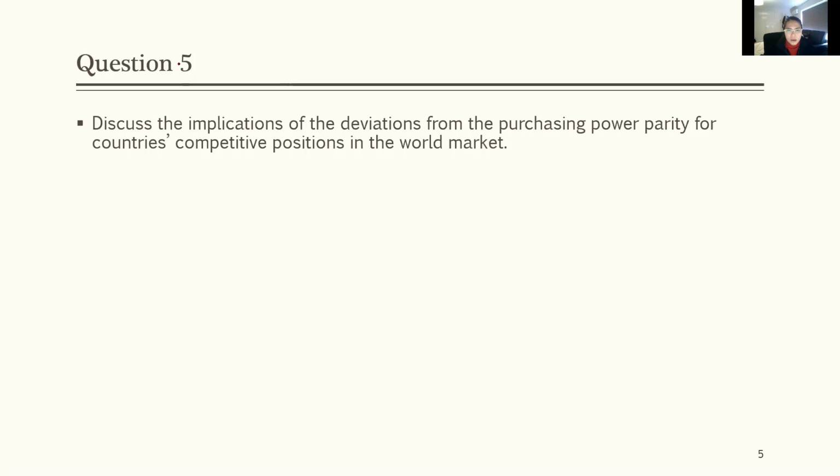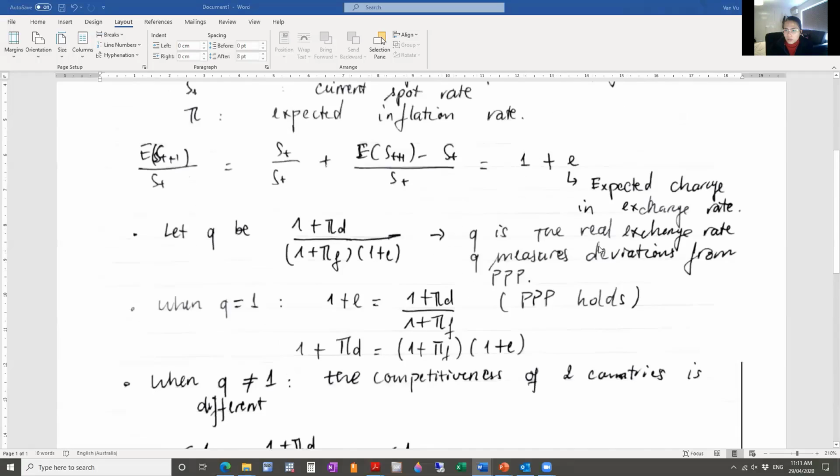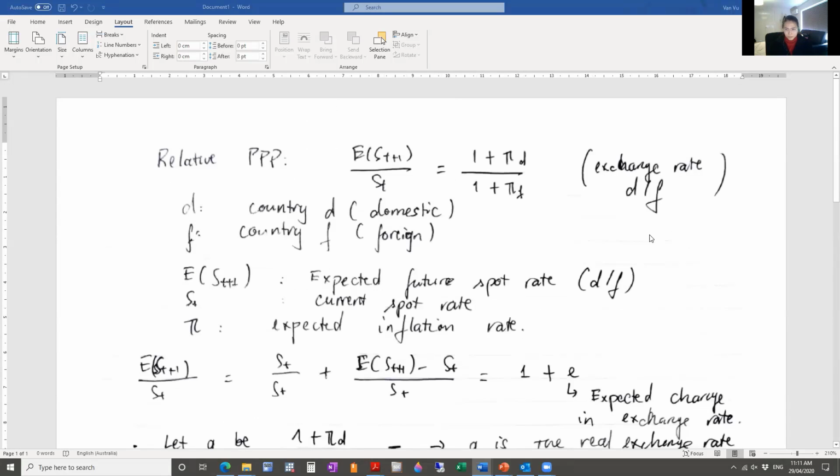So with question 5, discuss the implication of the deviations from the purchasing power parity for a country's competitive position in the world market, okay? So here we talk about PPP, purchasing power parity, and we look at the implication of deviations from the PPP, okay? So I'm going to share with you my notes and we can go through the question together, okay? At any point in time, if you have any questions, feel free to yell out or feel free to raise your hand, okay? So with question 5, I'm going to start with my PPP.